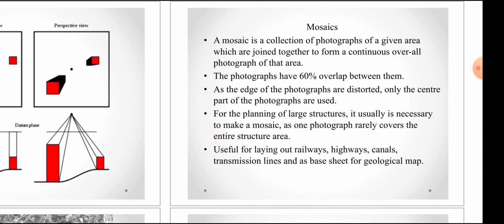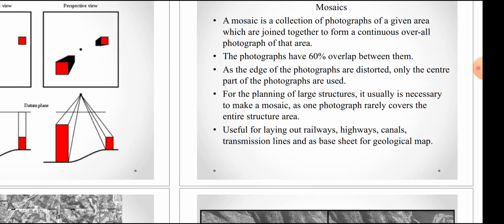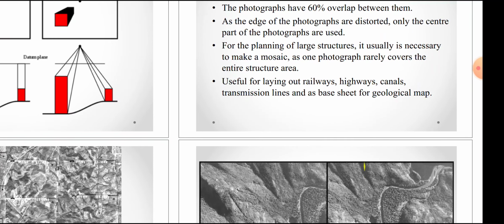Mosaics. A mosaic is a collection of photographs of a given area which are joined together to form a continuous overall photograph of that area. The photographs have 60% overlap between them. As the edges of the photographs are distorted, only the center part of the photographs is used. For the planning of large structures, it usually is necessary to make a mosaic, as one photograph rarely covers the entire structural area. Useful for laying out railways, highways, canals, transmission lines, and as a base sheet for geological maps.